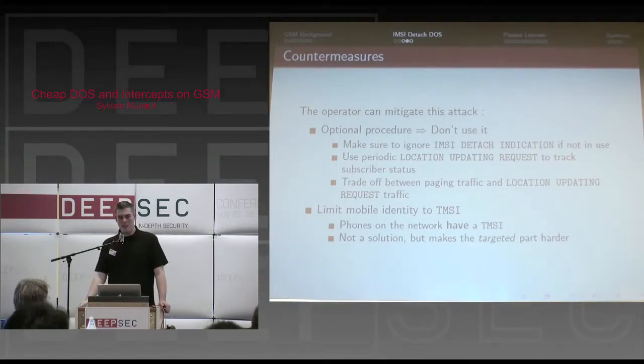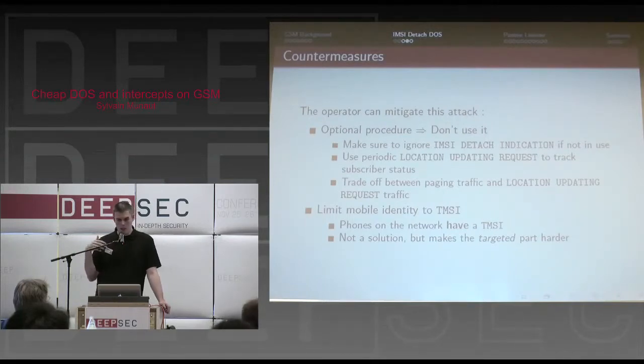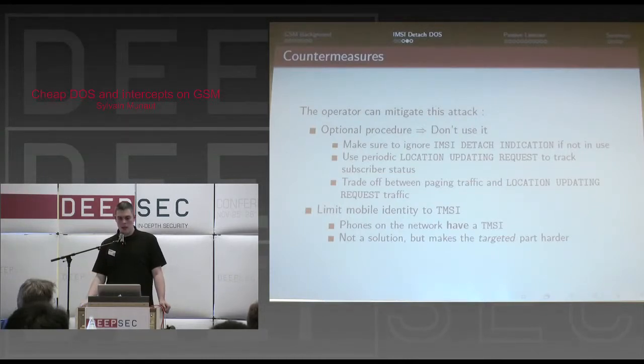Something else you can do is just refuse incoming IMSI detach where the identity is specified by IMSI. In the IMSI detach indication message, you can detach either a specific IMSI or a specific TIMSI, so either with the global identity of the subscriber or its temporary identity. Since he is logged in onto the network, he has a TIMSI. So you should only accept incoming IMSI detach when they're specified by TIMSI. And all phones I've seen use the TIMSI. Only an attacker would use the IMSI. It's not a solution, but at least it can make the targeting a little harder.